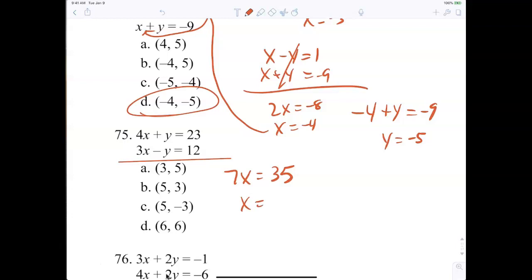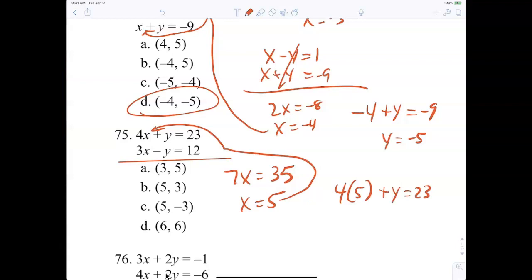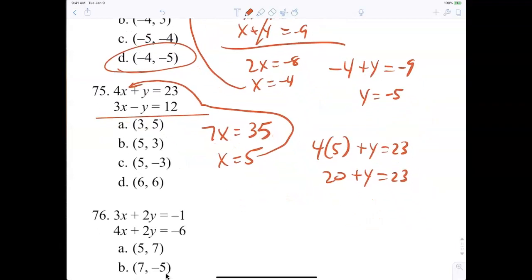So x is equal to 5. Now we plug in for x equals 5. So 4 times 5 plus y equals 23. 20 plus y equals 23. So y equals 3. So (5, 3) is my answer.